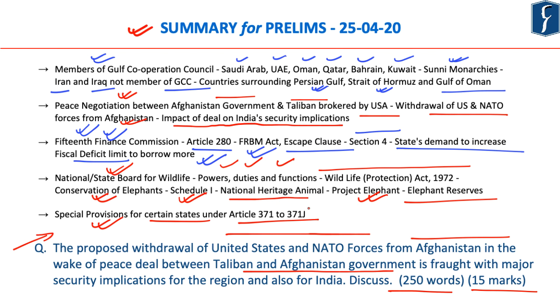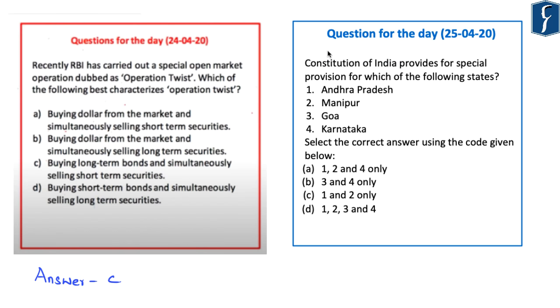Now after our discussion, this is your question for the day. The question is, the Constitution of India provides for special provision for which of the following states? Options are 1. Andhra Pradesh, 2. Manipur, 3. Goa, 4. Karnataka. Select the correct answer using the code given below. Option A, 1, 2 and 4 only. Option B, 3 and 4 only. Option C, 1 and 2 only. And option D, 1, 2, 3 and 4.